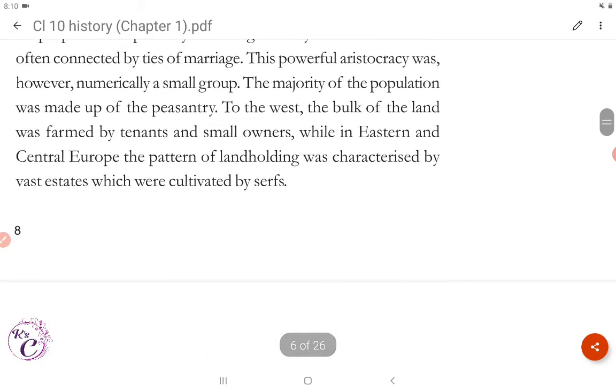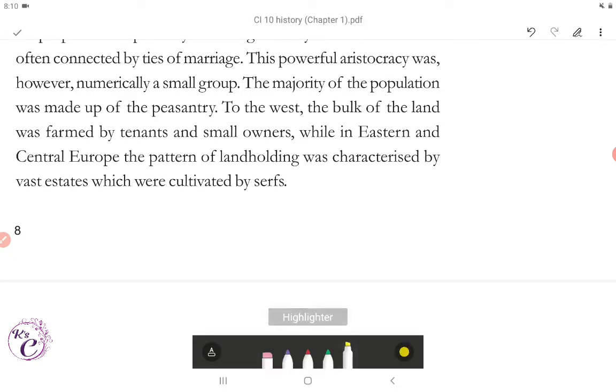The majority of the population was made up of peasantry. To the west, the bulk of the land was farmed by tenants and small owners, while in Eastern and Central Europe, the pattern of landholding was characterized by vast estates which were cultivated by serfs.